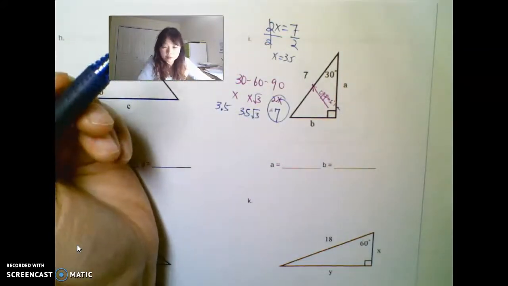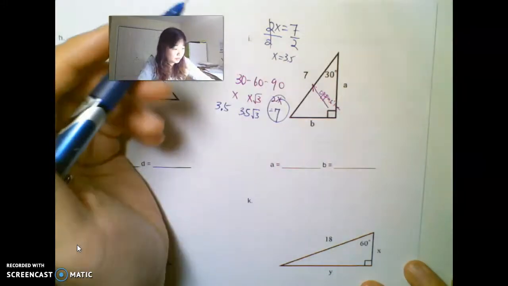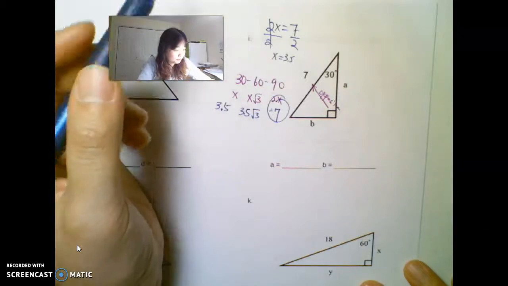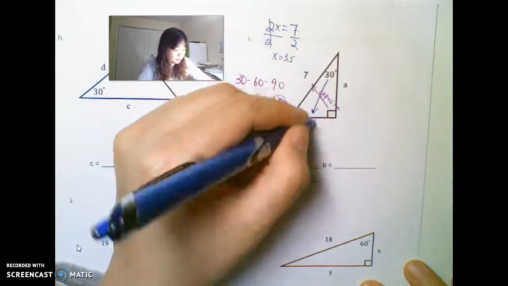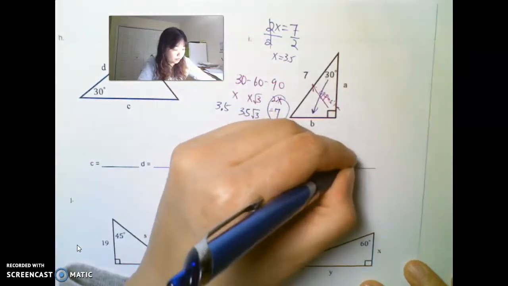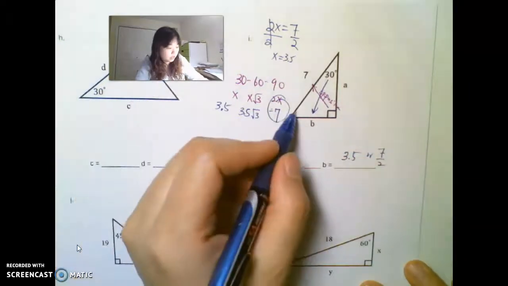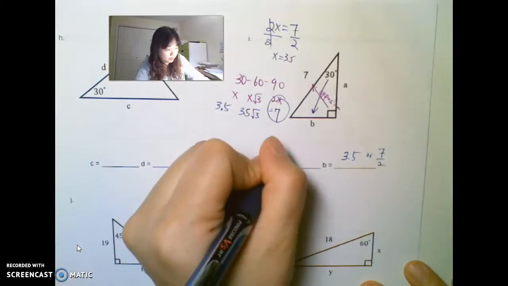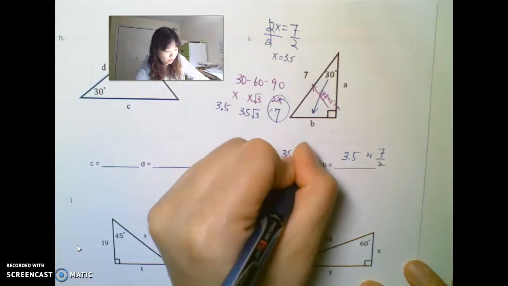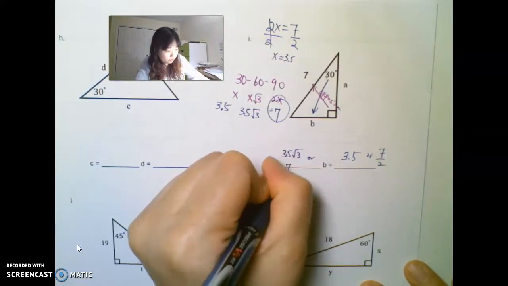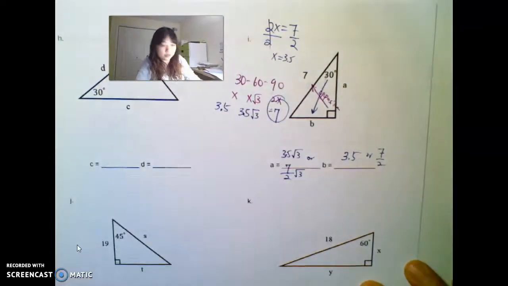Yeah, it's okay to have a decimal. It will happen. You can keep it as a fraction if you like. It doesn't matter. So now we have opposite of 30 is b in this diagram. So that's 3.5, or 7 over 2 if you prefer to keep it as a fraction. Opposite of 60 is going to be 3.5 times square root of 3, or 7 over 2 square root of 3. Either way, that is fine.